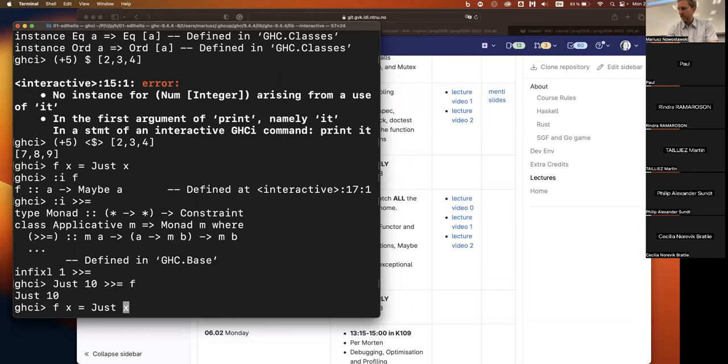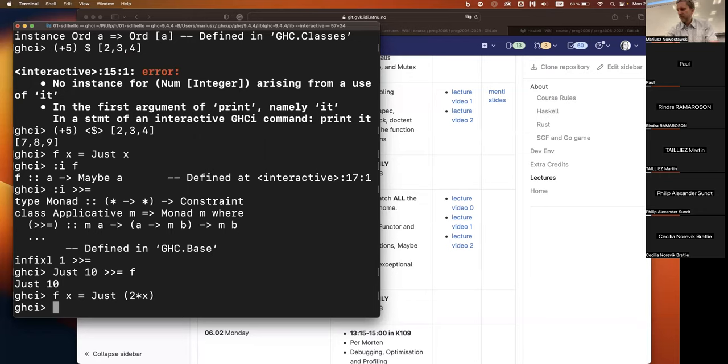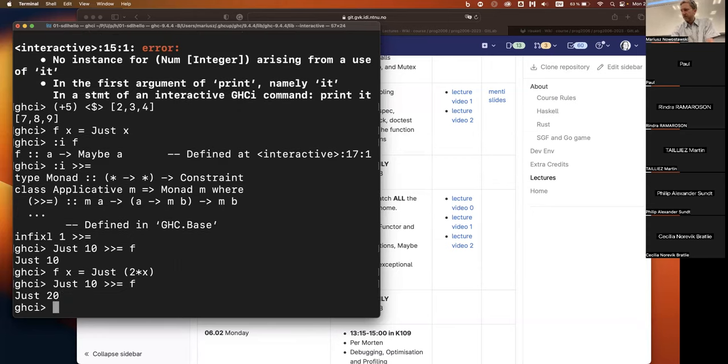So let's double the parameter, right? If I say f, just 10 bound to f, I'm going to get just 20, right? So it doesn't change the structure, but it applies that function, which is a to m b. If you play with it, you get the intuitions. You get to understand how we are doing it.